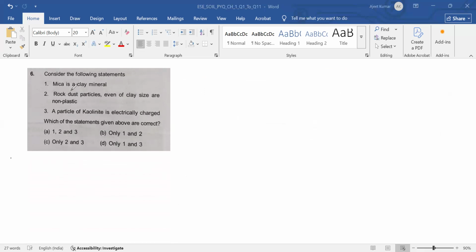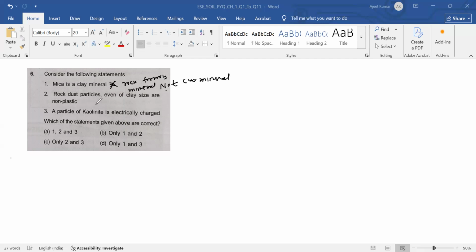Consider the following statements. Mica is a clay mineral. No, this is not a clay mineral. This is a rock forming mineral. So this statement is incorrect. Mica is a rock forming mineral, not a clay mineral. This statement is wrong.